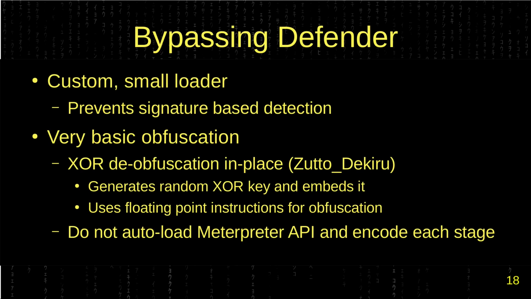I'm going to use a small custom loader to help bypass signature detection. I will also use some basic obfuscation, such as that zutto_dekiru, as well as encoding each stage and delaying the loading of Meterpreter's API. While this will bypass Defender, it's highly likely to be detected and perhaps even automatically blocked by EDR. This basic approach I am demonstrating is widely documented and available online from many different blogs and papers.